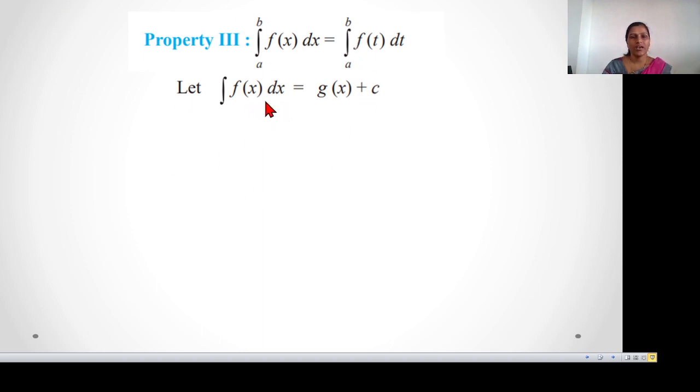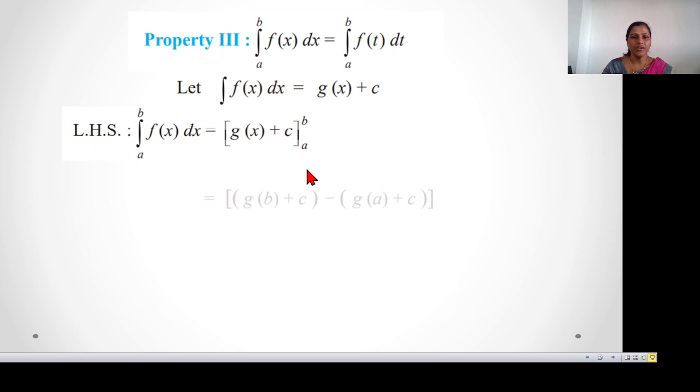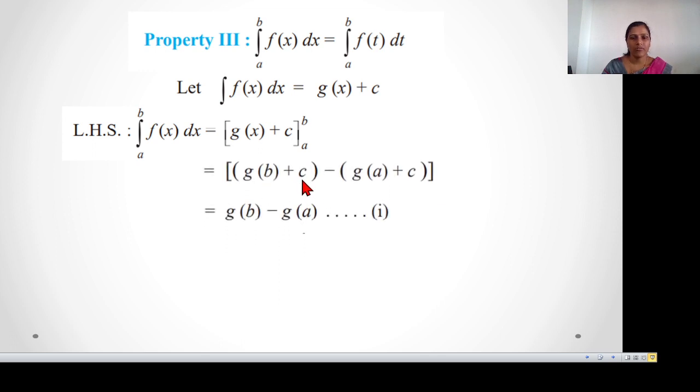Let integral f of x dx be equal to g of x plus c. Then we will apply the limits from a to b. The value gets like this, and after calculation, plus c minus c gets cancelled. The value that remains is only g of b minus g of a. We call this equation 1.